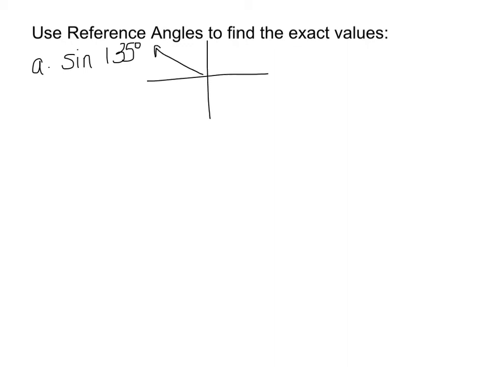So, 135 degrees falls in quadrant 2. The reference angle that goes with that, remember, would be 180 minus 135, and then that would give us 45 degrees. So remember, we already have that with our, if you fill it in your coordinates. So we're basically finding sine of 45.